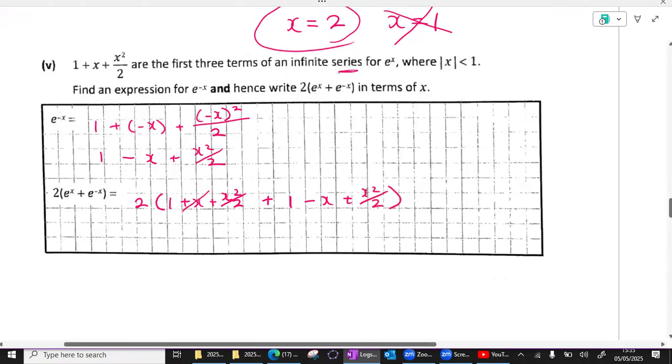So they cancel anyways. So that becomes 2 bracket 1 and 1 is 2. Now we end up with 2x squared over 2 because there are 2 of them. So the 2's cancel. So we end up with 2 plus x squared. So we end up with 4 plus 2x squared. And we're done. So that was worth 5 marks as well.